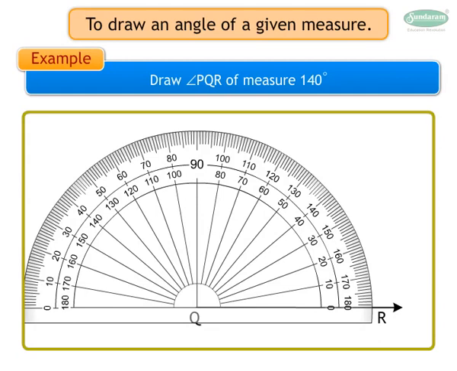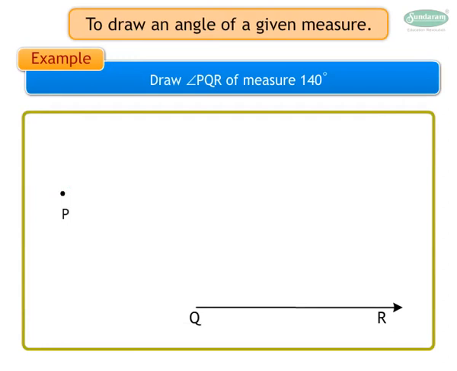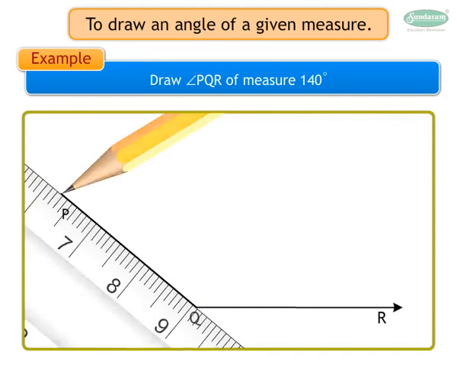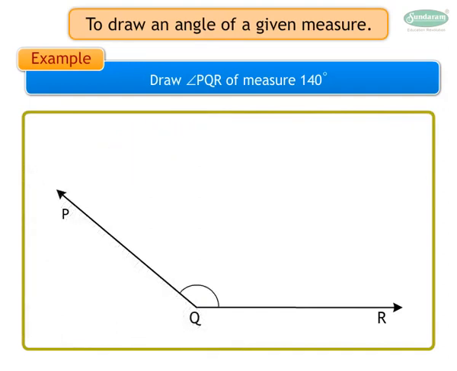Look at the numbers increasing from the 0 mark that falls on ray QR. Make a mark at 140 degrees with a pencil. Remove the protractor and write P next to the pencil mark. Join points Q and P to draw ray QP. Angle PQR of measure 140 degrees is formed. Write the measure 140 degrees at point Q.